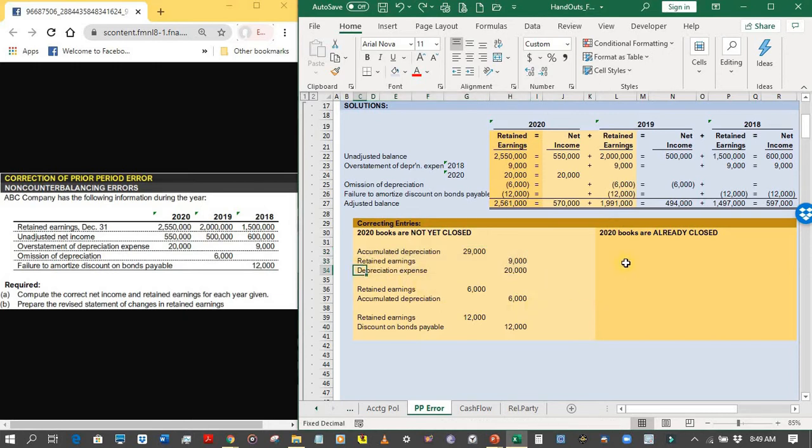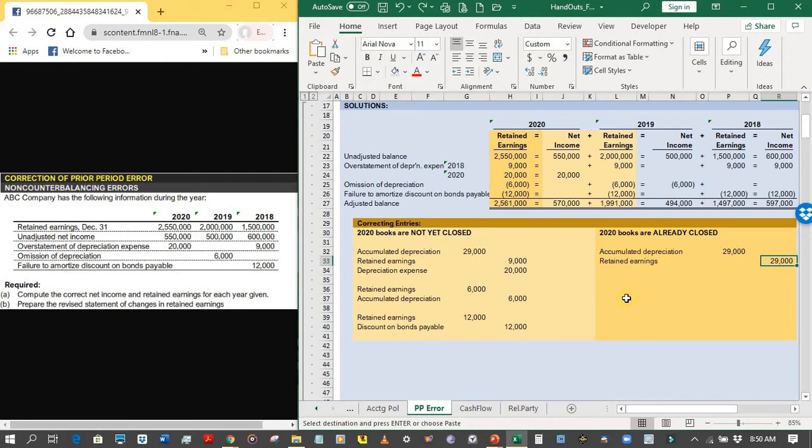And again, once the books are already closed, we can no longer use a nominal account. So that is why instead of crediting depreciation expense, we are going to credit retained earnings. So the journal entry would be debit accumulated depreciation 29,000 pesos and a credit to retained earnings for a total of 29,000 pesos. So by replacing depreciation expense with retained earnings account, the total credit to retained earnings will be 29,000 pesos.